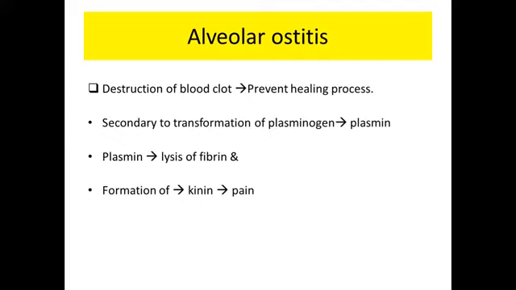So the important step that initiates healing is the formation of a blood clot. When removed, it prevents the healing process. This occurs secondary to transformation of plasminogen to plasmin. You know plasmin causes lysis of fibrin. This is associated with the formation of kinin, which is responsible for the severe pain encountered in patients with alveolar osteitis or dry socket.